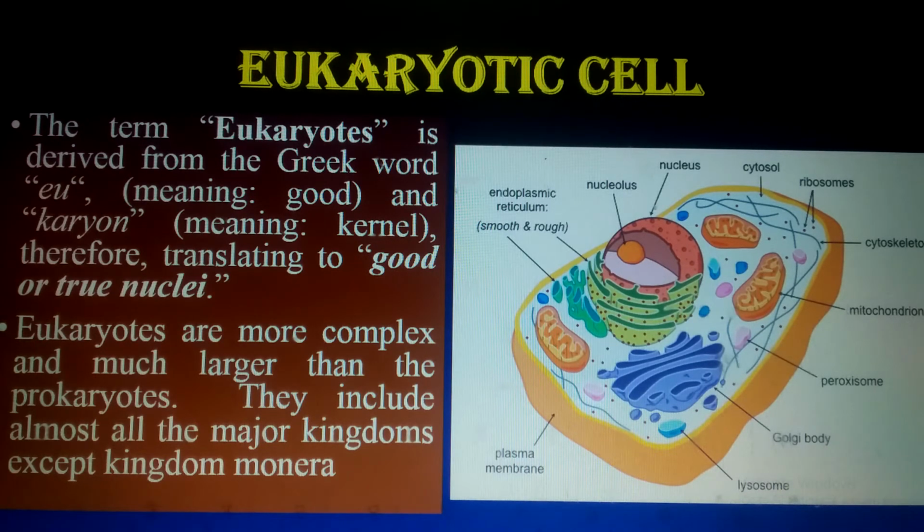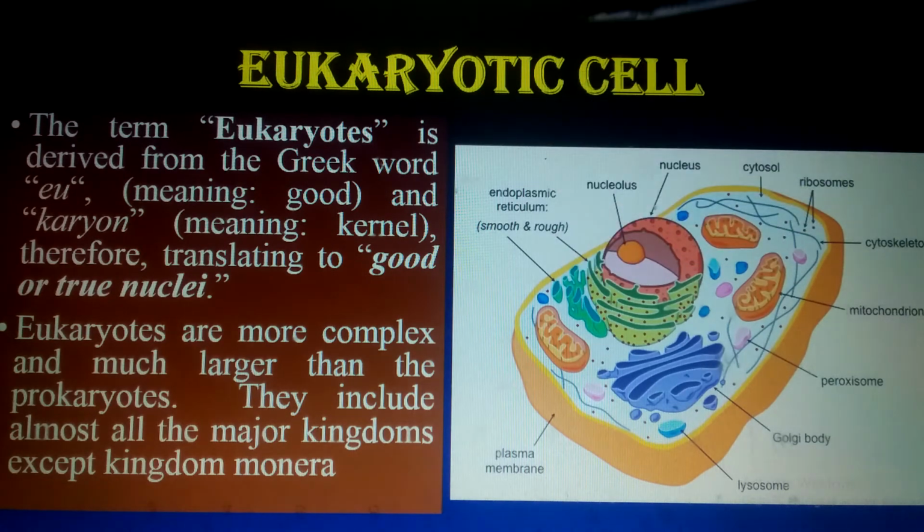Eukaryotes are those with true nuclei. Prokaryotes do not possess any nucleus, but eukaryotes have a nucleus. The eukaryotic cell has a nucleus and the prokaryote does not. This is the major difference between the prokaryotes and eukaryotes, and you can see many more differences.